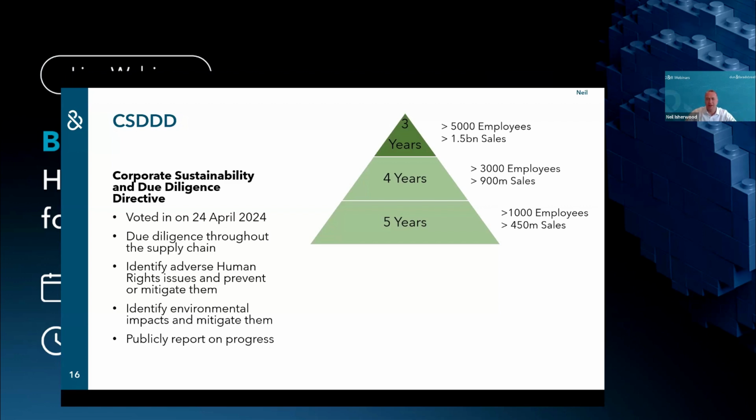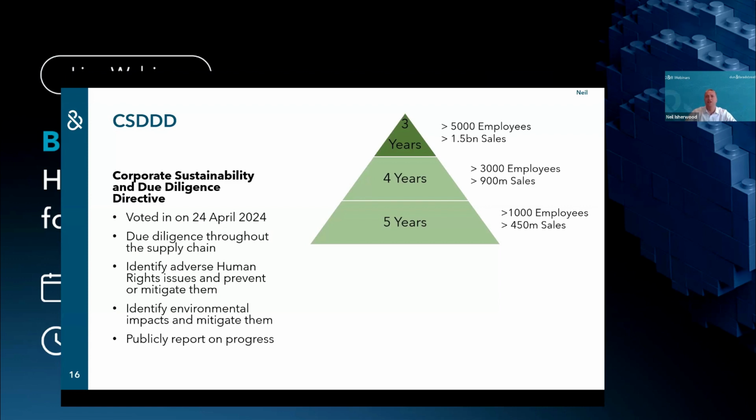And this is going to be phased in over a few years. So on the pyramid on the top right there, we can see that 3 years after implementation, the largest companies with over 5,000 employees or 1.5 billion in sales will be in scope. And then as we move through 4 years, 5 years, it starts to move down the employee chain and look at smaller companies. So ultimately, after 5 years, any company with 1,000 employees or 450 million in sales will be in scope to do this.